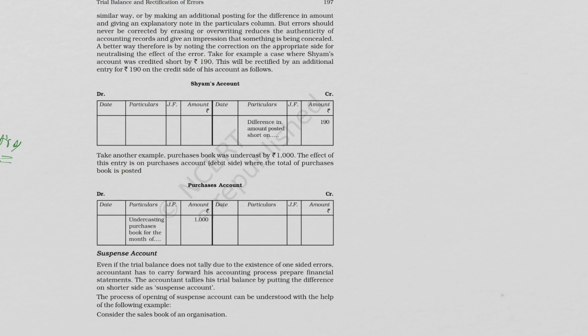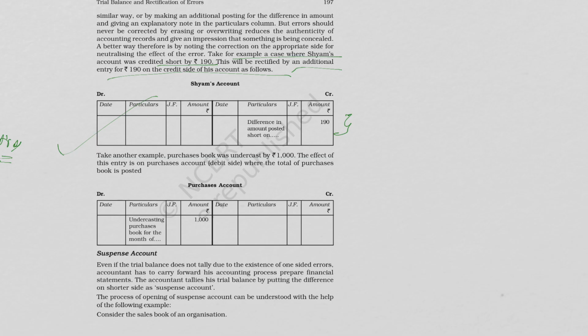Now let us take this example. For example, a case where Sham's account was credited short by rupees 190. So this will be rectified by an additional entry for rupees 190 on the credit side of his account as follows. Okay, so this simply means that Sham's account should have been credited more. So we are making an additional entry on the credit side. So in Sham's account, we have written this, the difference in amount posted short rupees 190. We are adding this missing amount.